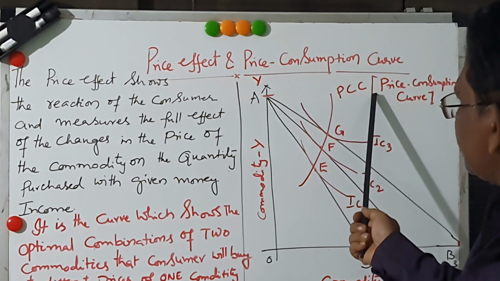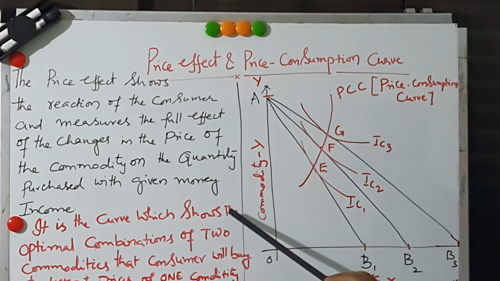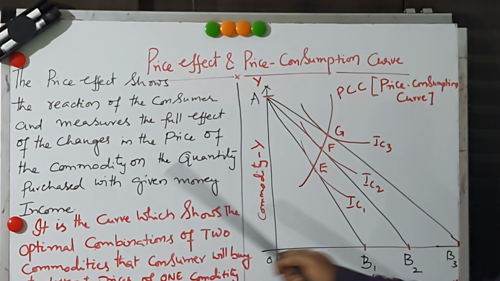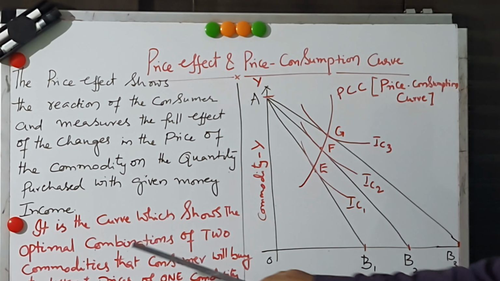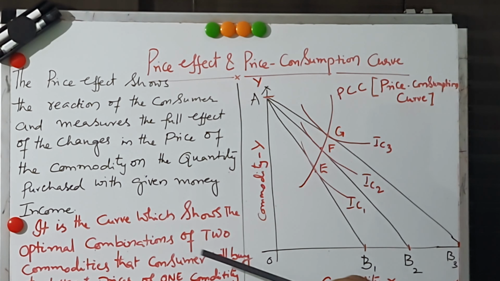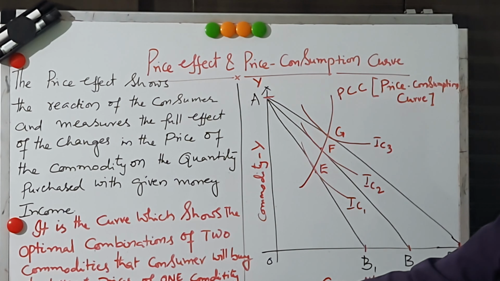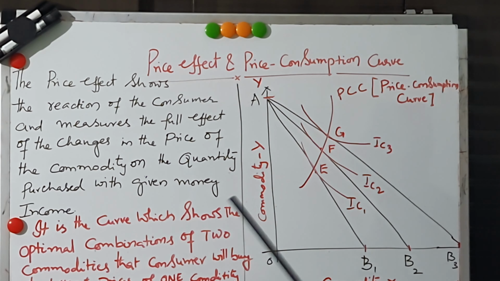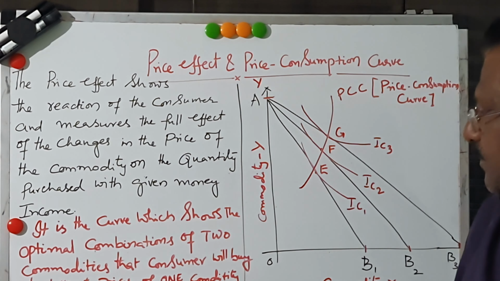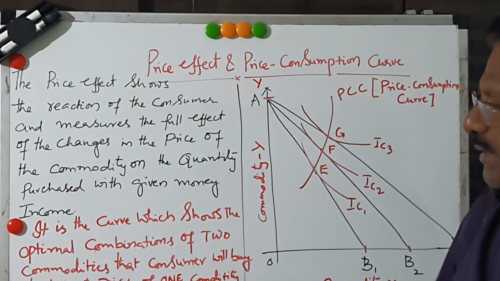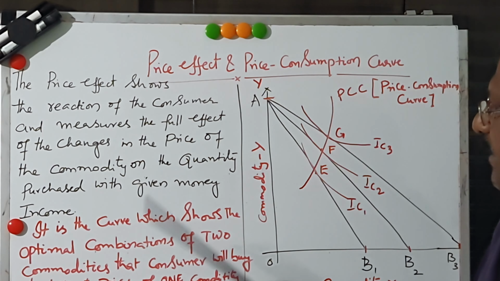PCC is the price consumption curve. It is the curve which shows the optimal combinations of two commodities, commodity X and commodity Y. These are optimal combinations. The consumer will buy at different prices of one commodity while holding the income and the price of the other constant. When there is no change in the price of other commodities and the income level of the consumer, how the combinations will change with the price effect.